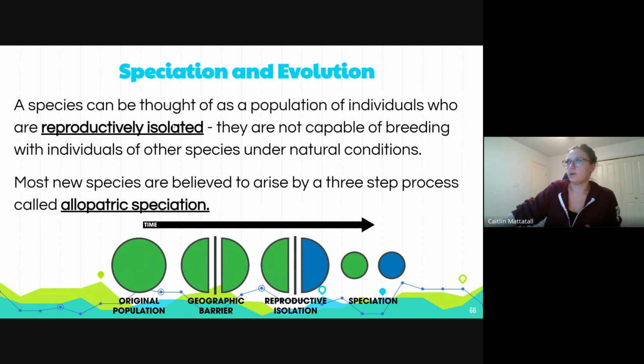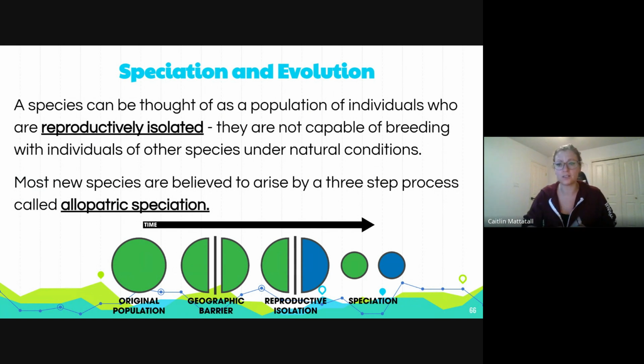Alrighty. So if we look at the definition of what a species is, it is a population of individuals who are reproductively isolated, which means they can only reproduce with each other, and they are not able to breed with other species in a natural situation. So dogs can breed with dogs, cats can breed with cats, but dogs and cats can't breed together because they're not the same species. And most species are made through this process called allopatric speciation.